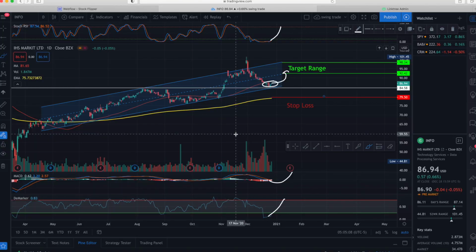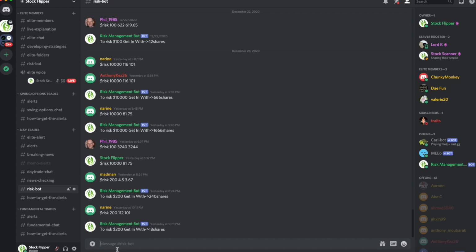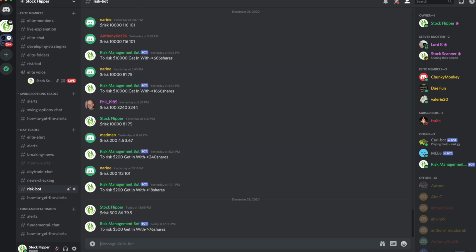So let's take an example on INFO. My entry was right around $86 and my stop loss is at 79.5. I personally wanted to risk $500 on this trade. So I go to the risk bot channel, I type in risk 500, my entry which is 86 and my stop loss at 79.5. You click enter. The bot will answer me to get in with 76 shares. So that's my maximum loss on this trade.